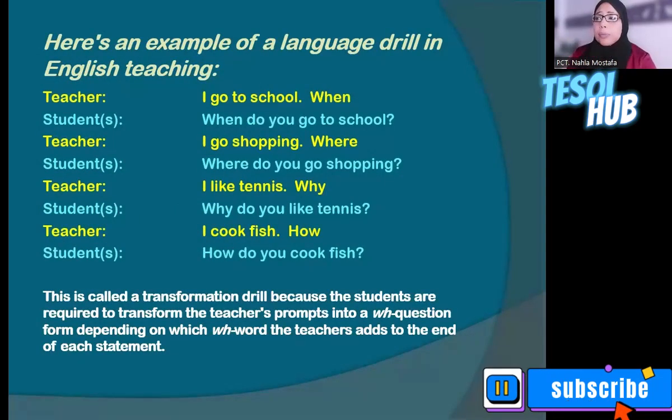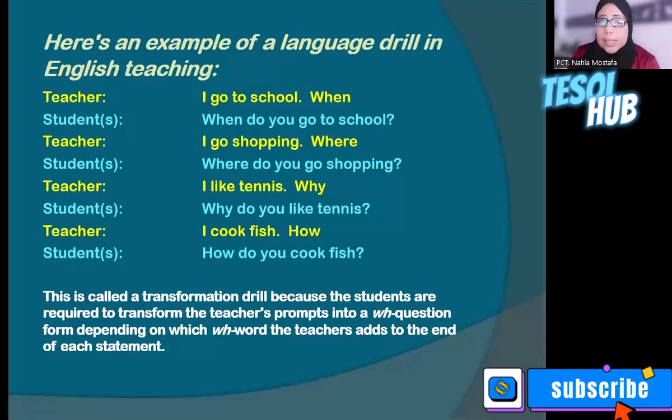So here's an example. One of the interesting things that we use whenever we teach grammar, for example. Now we're teaching students subject-verb agreement or present simple. Present simple, so we have I go to school. I go to school.